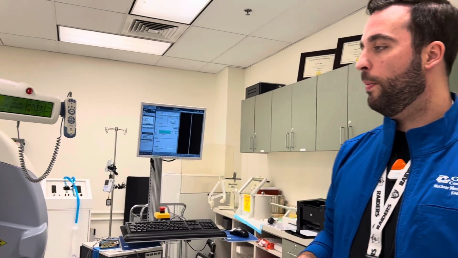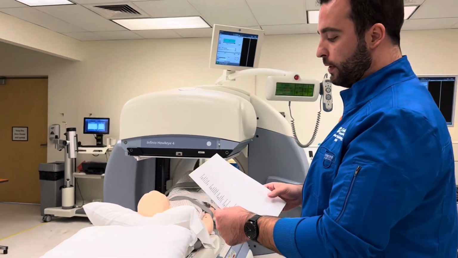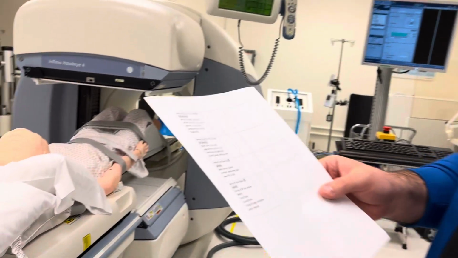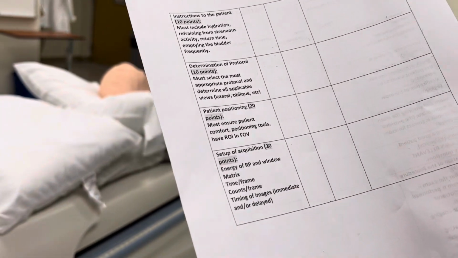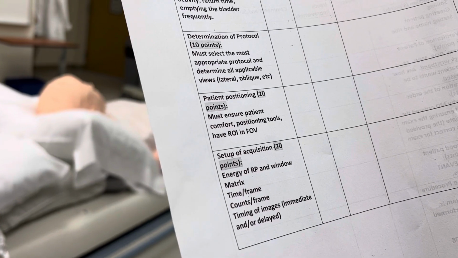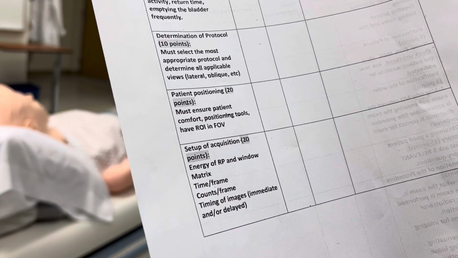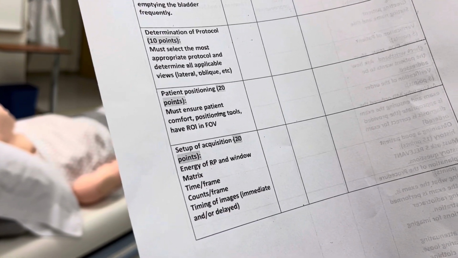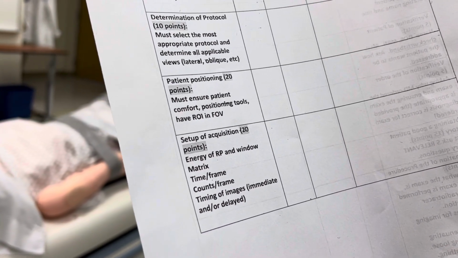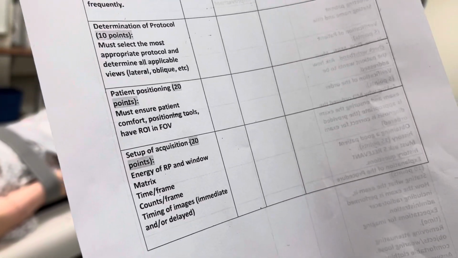So again, this is the whole body acquisition. And during that time, remember, for the last part of your rubric, the setup of acquisition is important. Obviously, it's already made for you on the camera, but I will ask you the energy of the radiopharmaceutical in the window of the energy peak. I will ask you the matrix for whatever statics or whole body images you are taking, and what the time per frame and the counts per frame may be, and then the timing of those images. And by timing, we mean how long after the injection are we taking them?